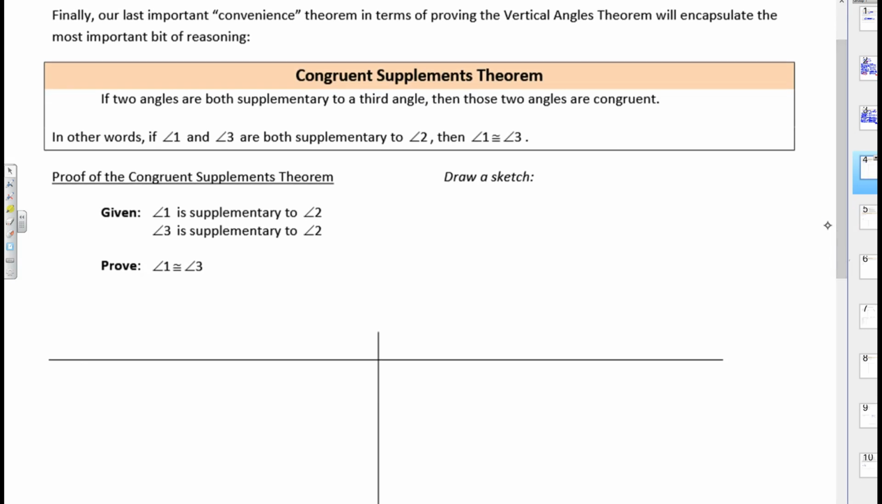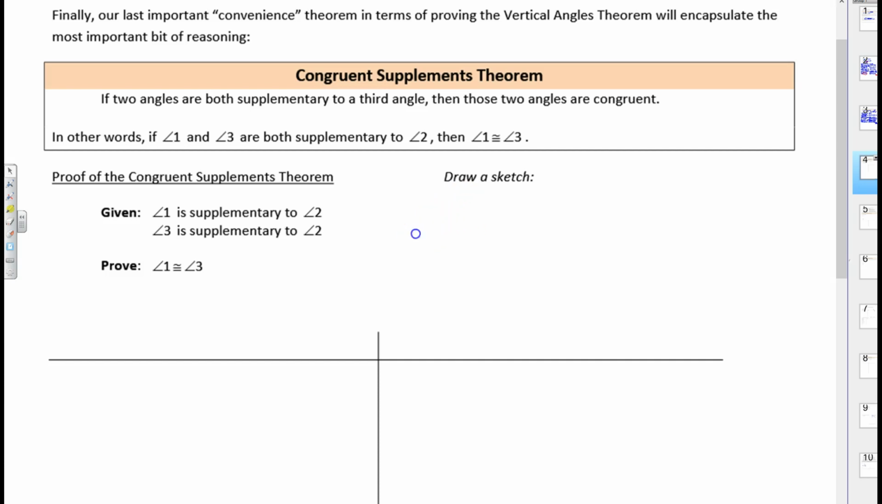We are going to take a look at the congruent supplements theorem. And the congruent supplements theorem says, and we're now on page 42, guys, that if two angles are both supplementary to a third angle, then those two angles are congruent. Or in other words, if 1 and 3 are both supplementary to angle 2, then angle 1 is congruent to angle 3. So let's draw this.